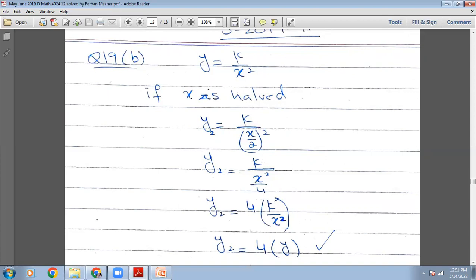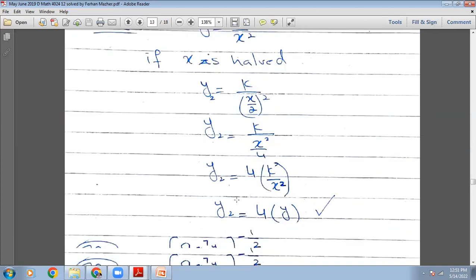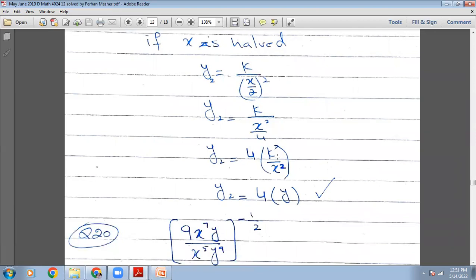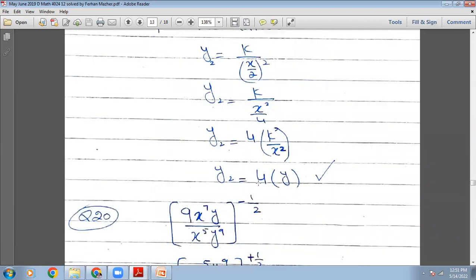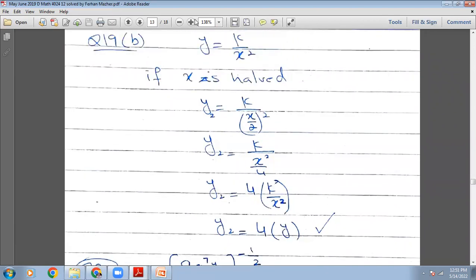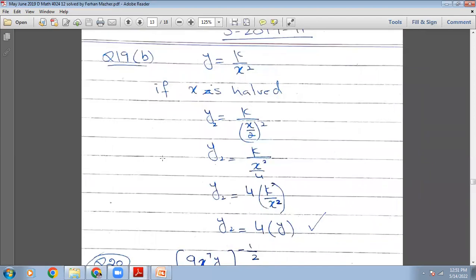When this fraction goes upstairs, it will be reciprocated. So 4 will be written upstairs and x square will be written downstairs. So you will have 4 into k by x square. k by x square is equal to y. So you will have y2 equals 4 times y. So what is the effect on the value of y? It will become 4 times its previous value.